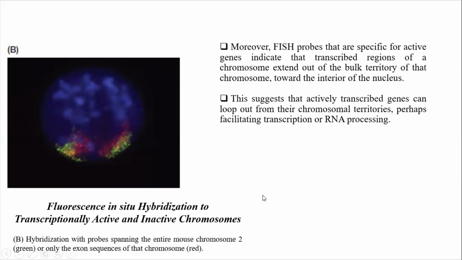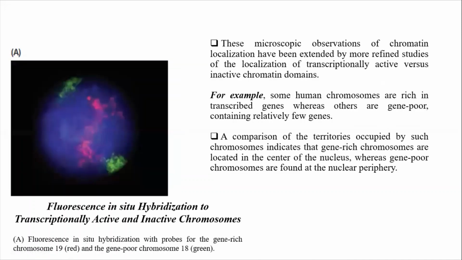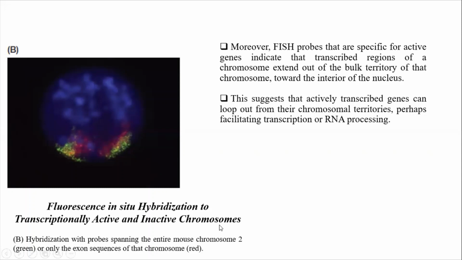Now this is for the inactive chromosomes. So again, hybridization was done for the entire mouse chromosome 2 in green color, and the exon sequences of that chromosome in red. So again we saw that for that particular chromosome, the inactive region is at the periphery and the active region is towards the inside, okay. Now this same question can be asked of you. So this is nothing but the same experiment. If you see, FISH was done for the transcriptionally active and inactive chromosomes, right?